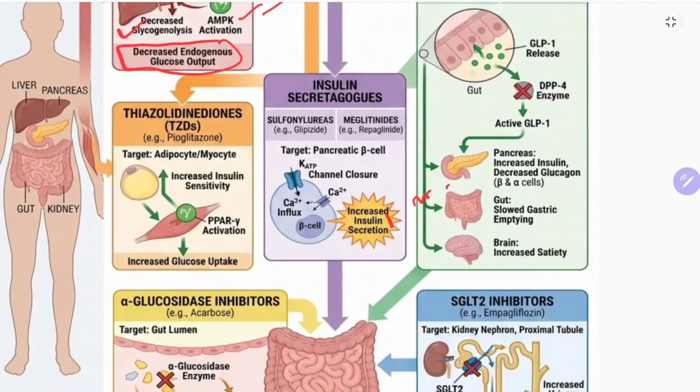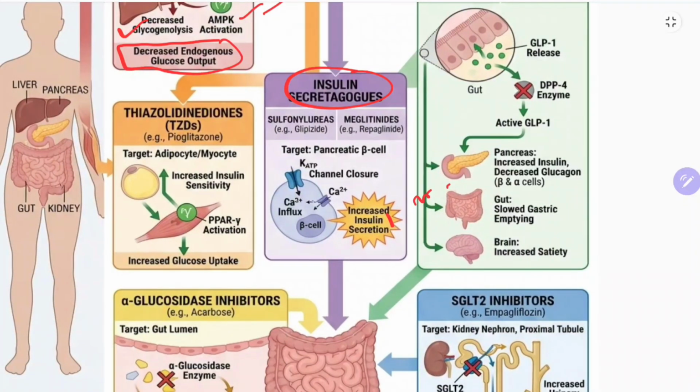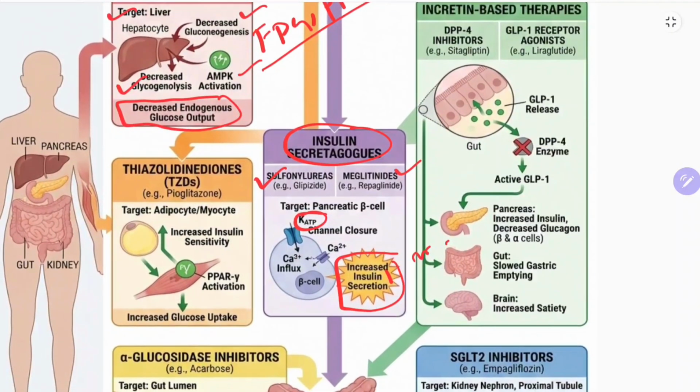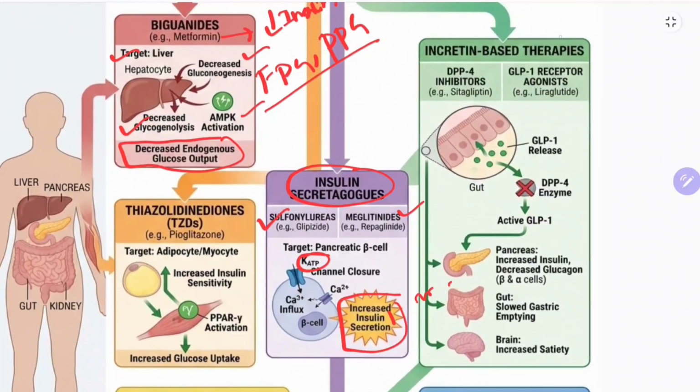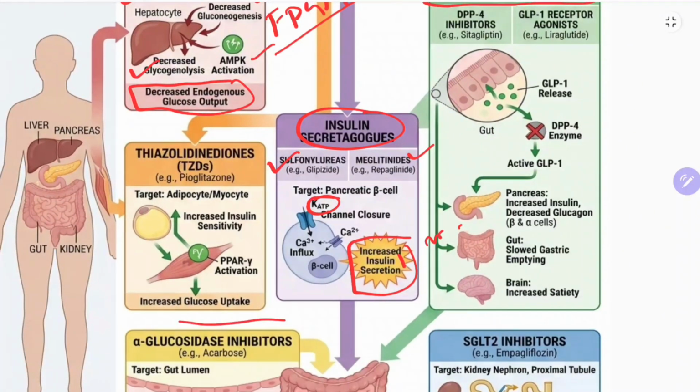Which drugs act on your pancreatic beta cells? They are sulfonylureas like glimepiride, gliclazide, glipizide, and meglitinides like repaglinide and nateglinide. They cause increased insulin secretion by closing the ATP-dependent potassium channels. Those which act on the gut are 2. One is incretin-based therapies. Second are alpha-glucosidase inhibitors.